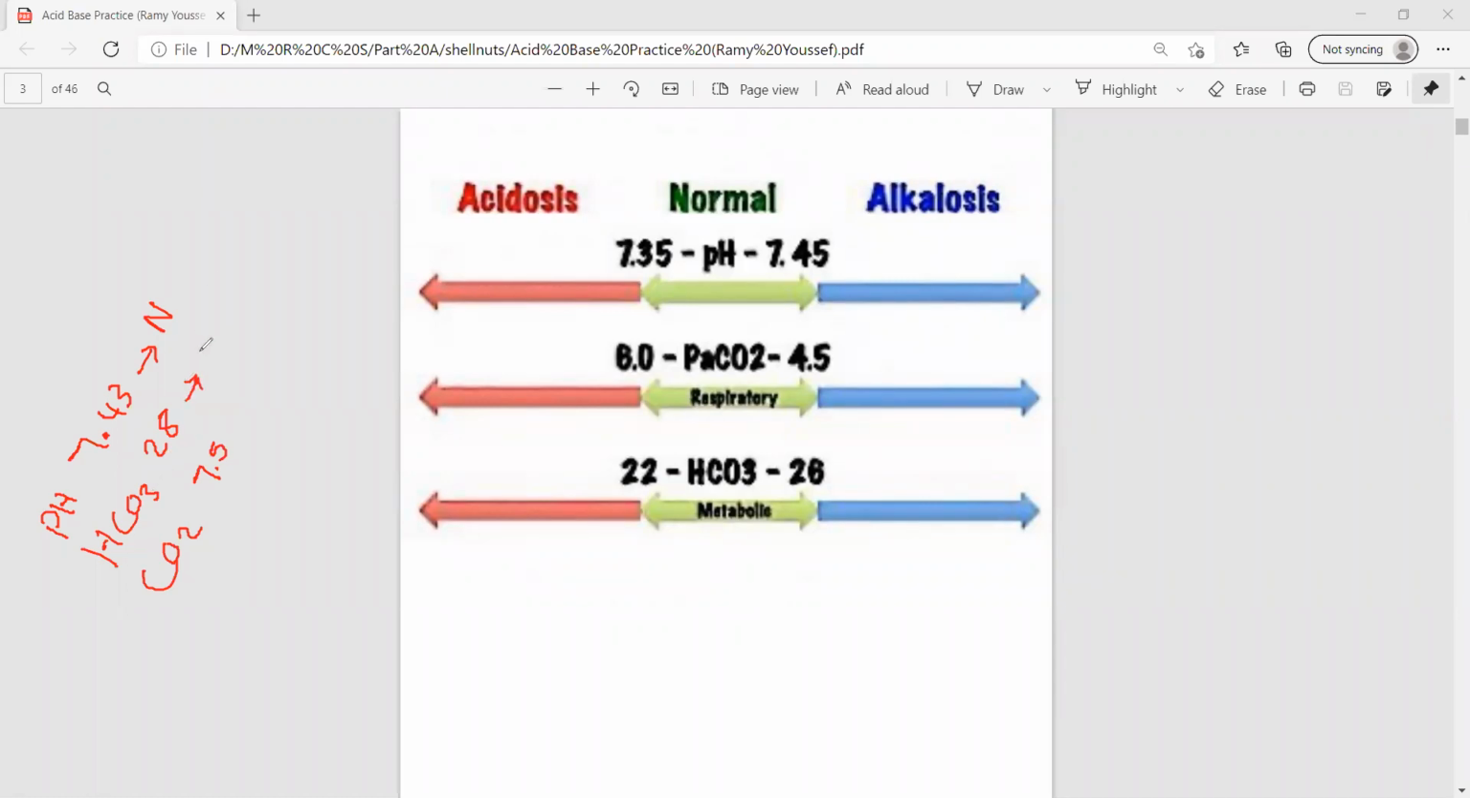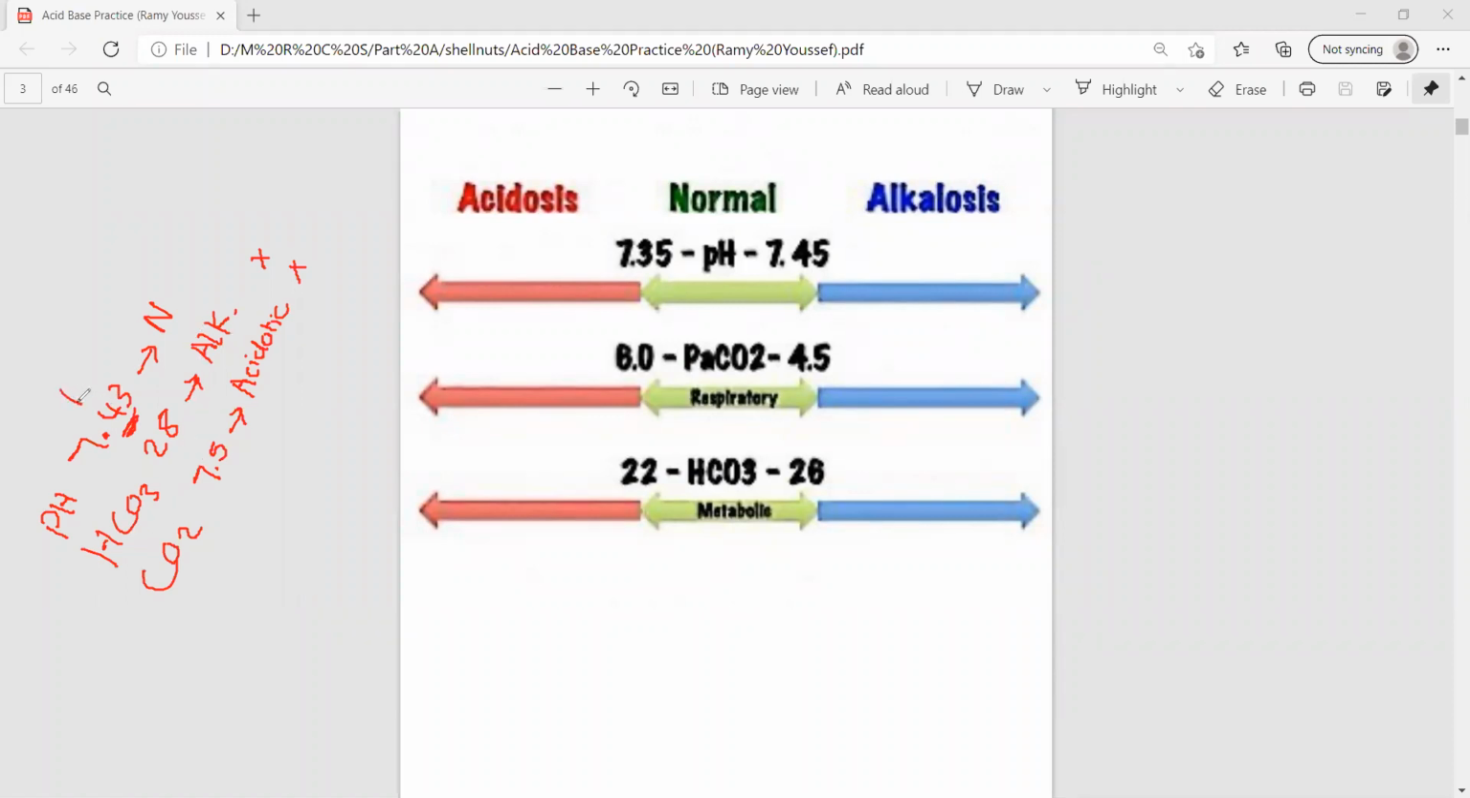HCO3 here is alkalosis. Alkalotic. Here, alkalotic, acidotic. So this is mostly compensated, as the two parameters are both abnormal. So this is some sort of compensation. So what is the problem here? Let's think. So this is alkalosis.